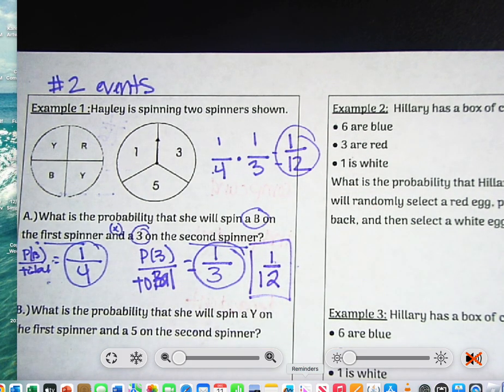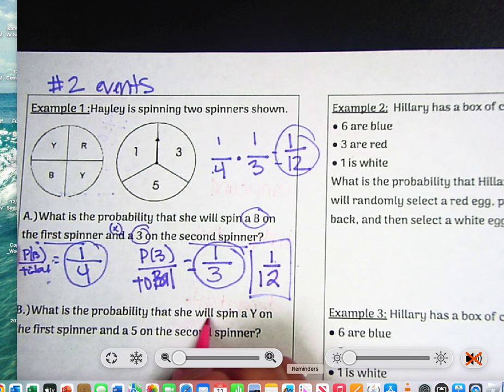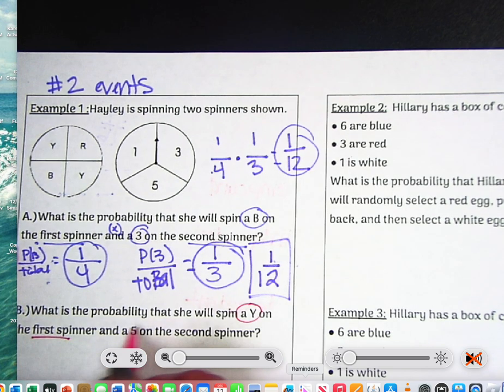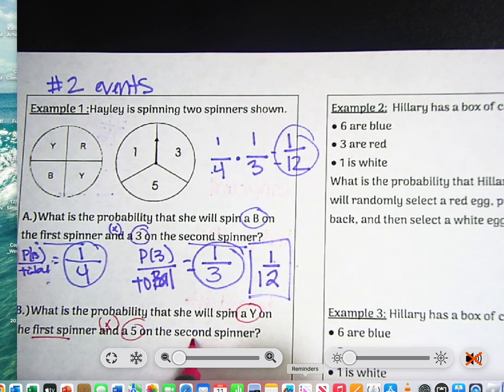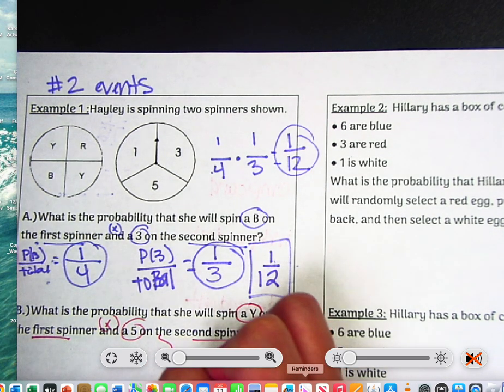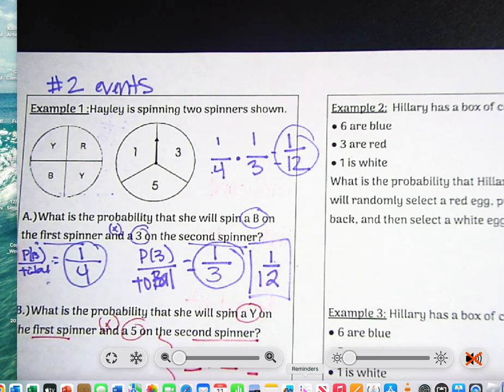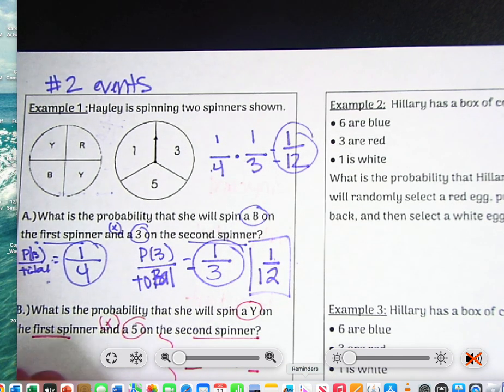Okay, let's do another one together. Let's do option B. What is the probability that she will spin a Y on the first spinner and, so the and means to multiply, a 5 on the second spinner? So that means that you need 2 fractions, one for the first event and one for the second event, and that's going to give you your answer. So for the first event, I want the probability of getting a letter Y out of my total.